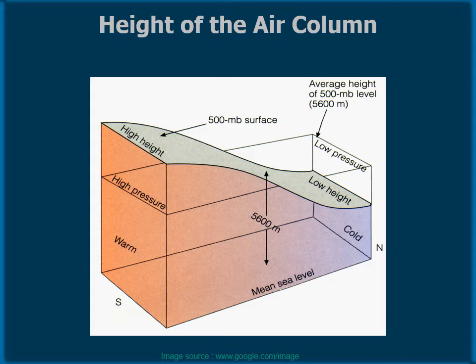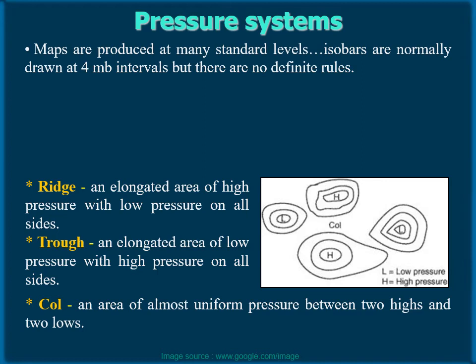Now coming to the pressure systems, there are some maps produced at many standard levels, and these are isobar maps showing the variation of pressure at different points over the Earth's surface. Now generally, as I already told you, the isobars are drawn at 4 millibar intervals, but there are no definite rules.